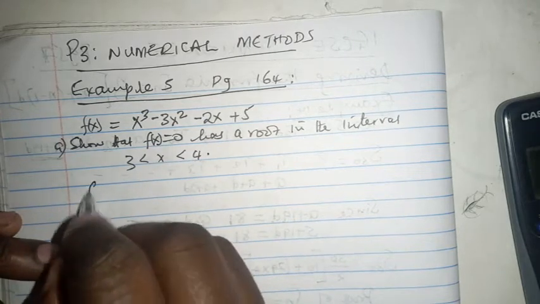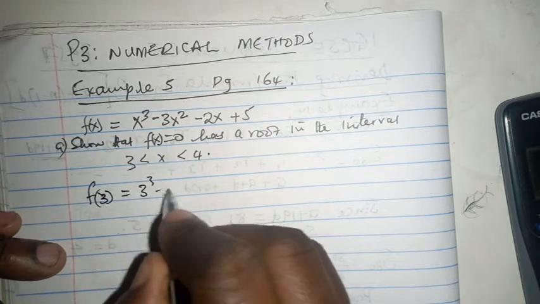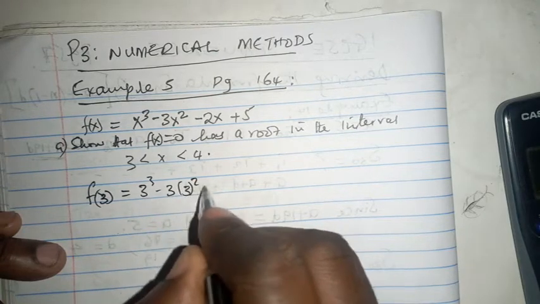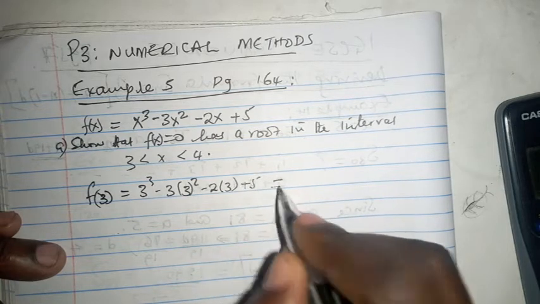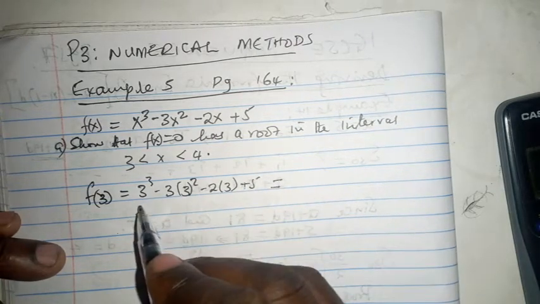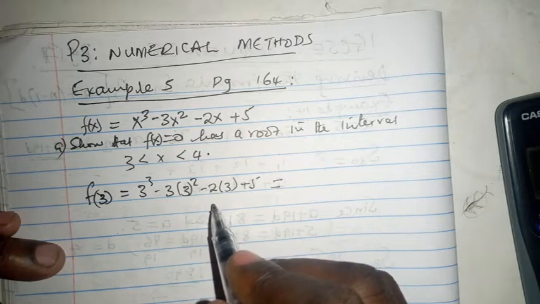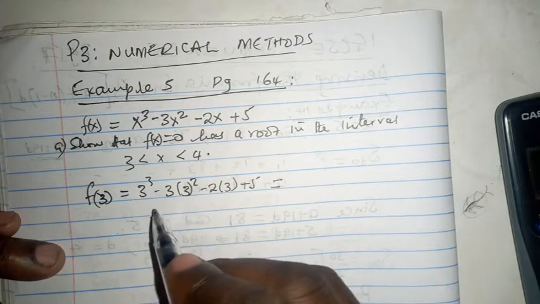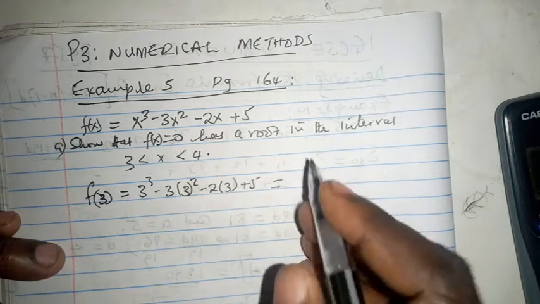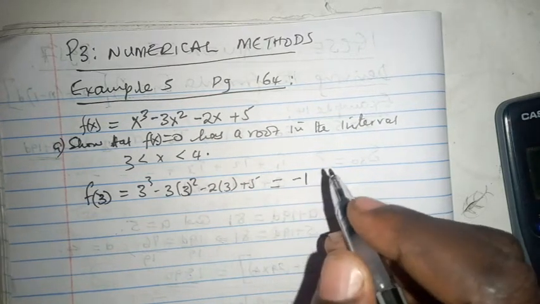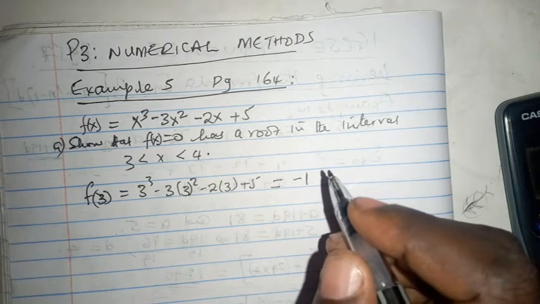So we start with f(3) equals 3 cubed minus 3 times 3 squared minus 2 times 3 plus 5, which gives us 27 minus 27, that is 0, minus 6 plus 5, which is negative 1.